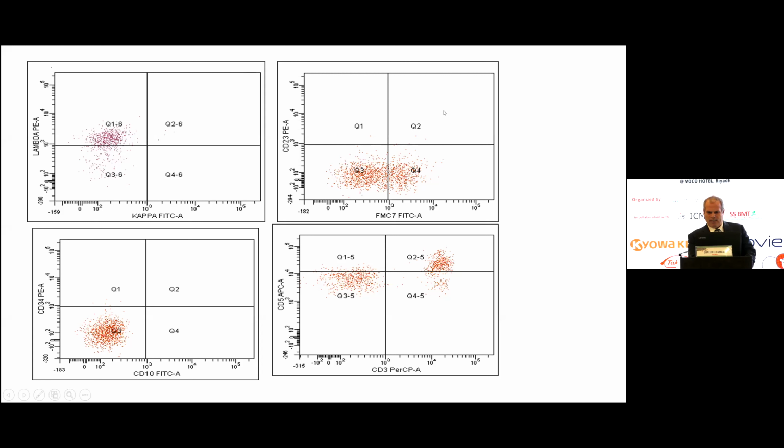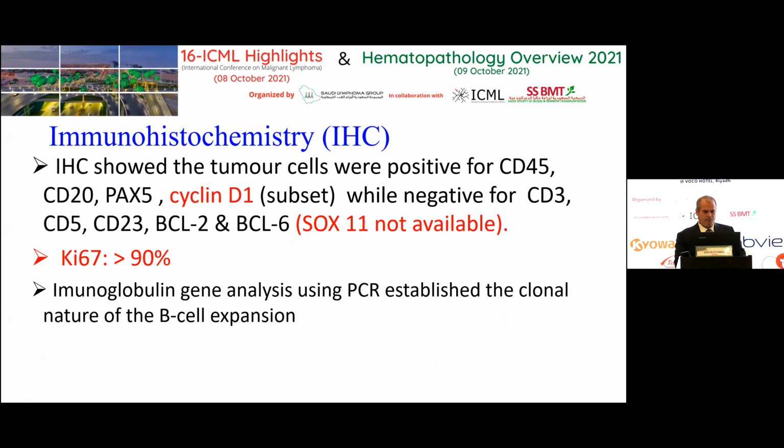Also, if you look at CD23, again, it is negative. FMC7, if you look here, is partially expressed. Also, again, CD3 with CD5 co-expressed in the normal T cells. CD10 also, again, is negative. So we can summarize what we have by flow. We have a mature B cell population, lambda restricted, expressing CD19 and CD20. FMC7 is partially expressed. CD5 is negative, CD23 is negative.